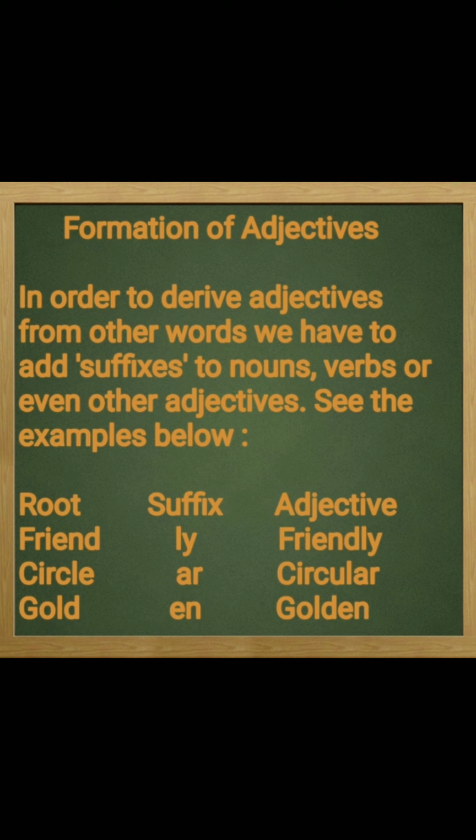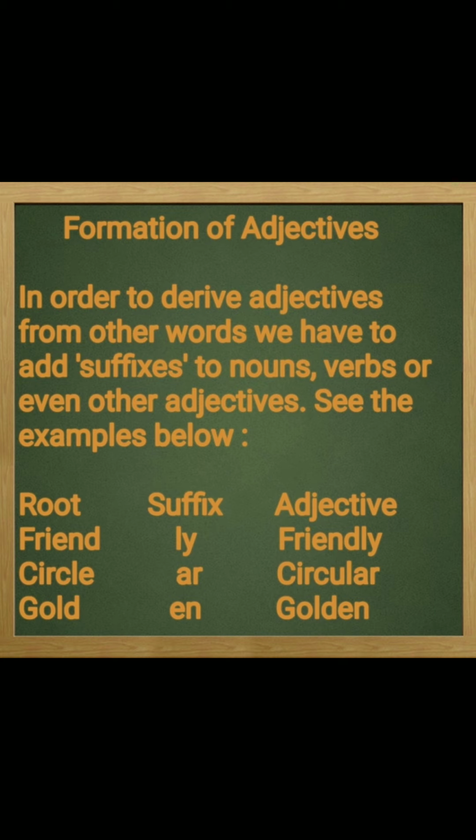Then what else can we do? What are these words actually called, which we add in the front of a word or at the end of the word? These are called suffix and prefix. A suffix is what we add at the end of the word. For example, friend, and we add the suffix ly. That becomes the adjective friendly. So, in order to derive adjectives from other words, we have to add a suffix to nouns, verbs, or even other adjectives.